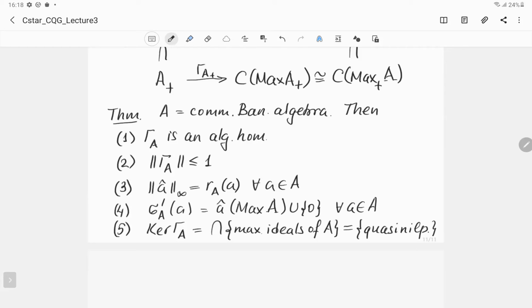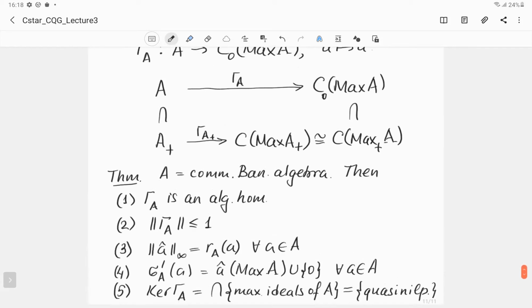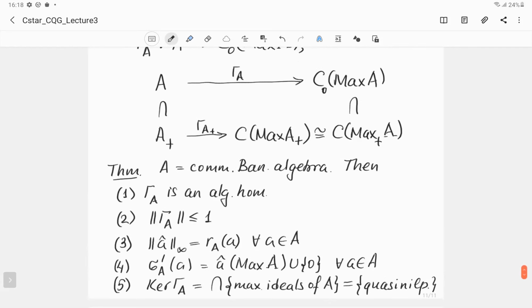Okay, so these are the basic properties of the non-unital Gelfand transform, and all of them are more or less immediate from the above diagram. So we know the properties of the Gelfand transform of A plus, and since the Gelfand transform of A is essentially the restriction of the Gelfand transform of A plus to A, we see that gamma satisfies all these conditions.